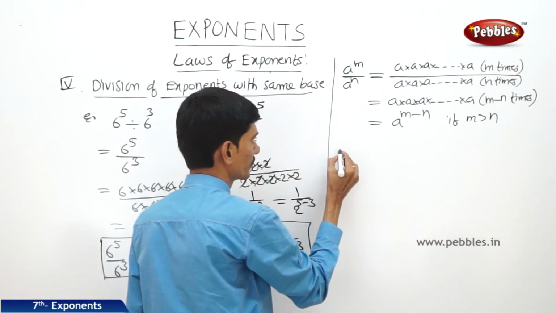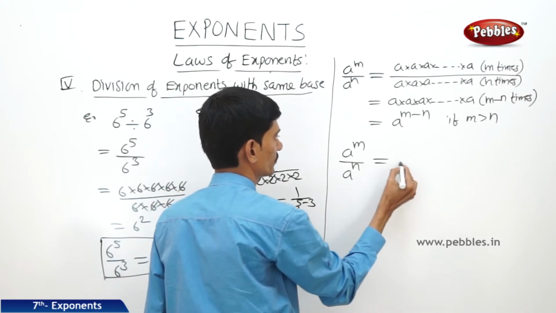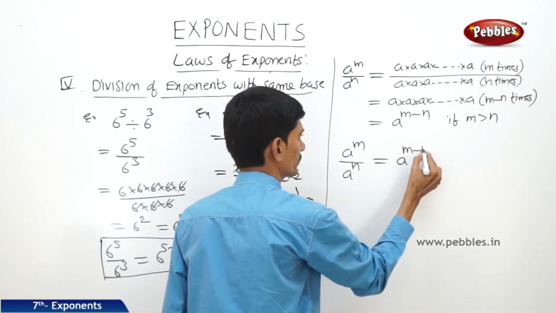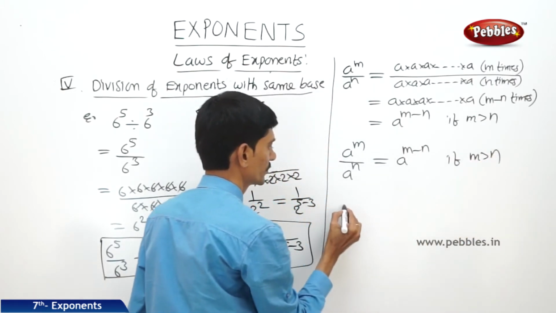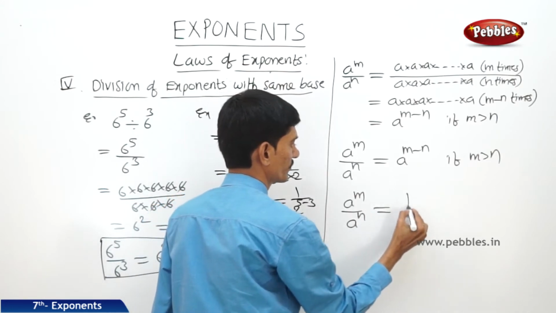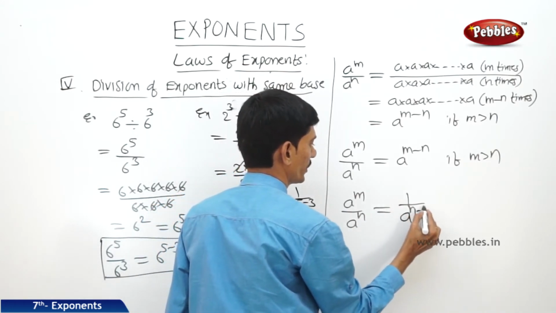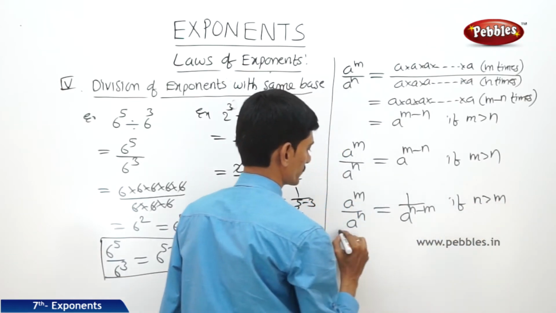So a to the power of m by a to the power of n equals a to the power of m minus n if m is greater than n, or a to the power of m by a to the power of n equals 1 by a to the power of n minus m. This is if n is greater than m.